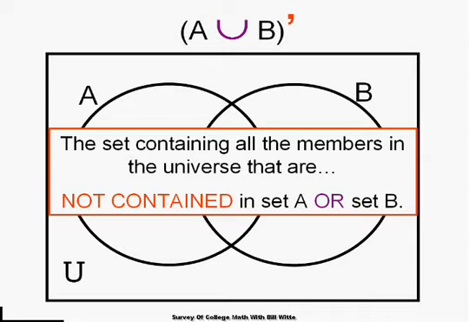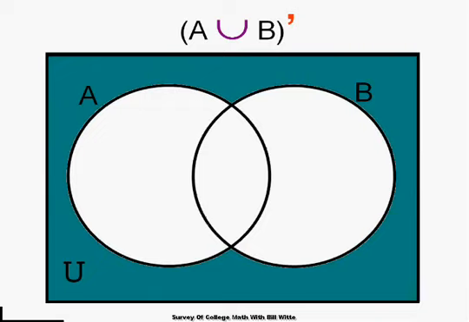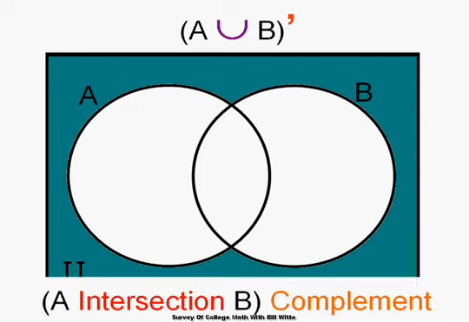You're shading in everything that is not contained in set A or set B, because set A or set B is the union of A and B. It should look something like that. That is A union B complement. Everything but A union B. Get the idea?